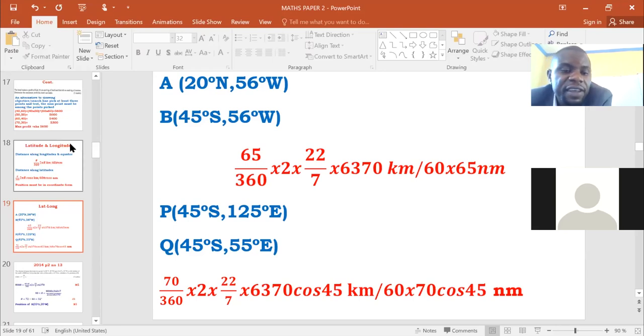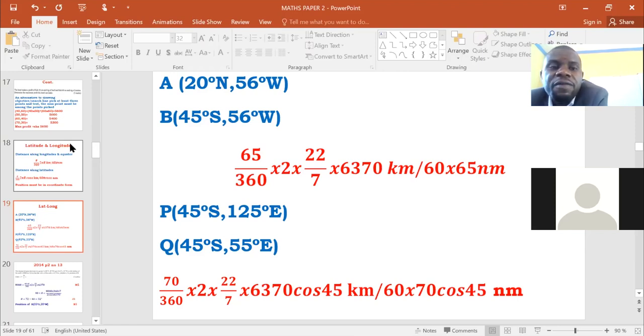The 70 is a result of 125 minus 55. Is that right? And then you can see the cos alpha you're talking about is now the 45 degrees south. It is the latitude along which that particular distance lies. The cos 45 is now the latitude. The one for AB, we got the 65 as a result of adding 20 degrees north and 45 degrees south.